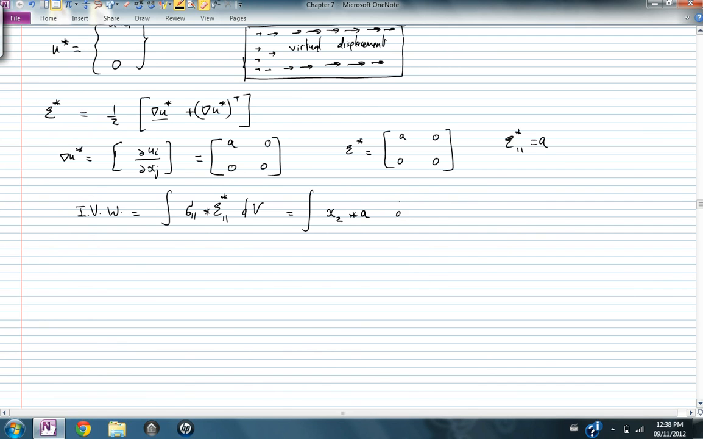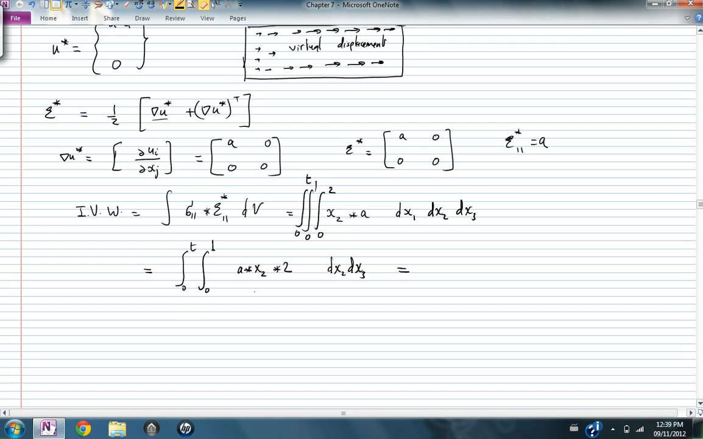What is the volume of the plate? Well, the plate has 3 dimensions, dx1, dx2, dx3. x1 changes from 0 to 2, x2 changes from 0 to 1, and x3 changes from 0 to the thickness of the plate. Performing the first integration, you'll get the integral from 0 to t, 0 to 1, of a multiplied by x2 multiplied by 2, integrated now over dx2, dx3.